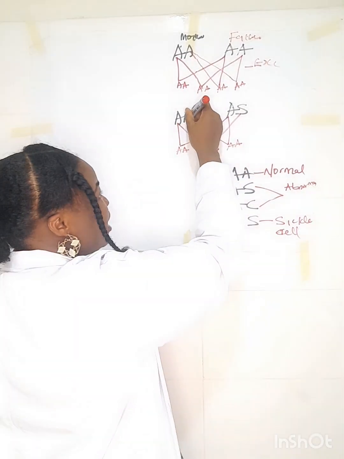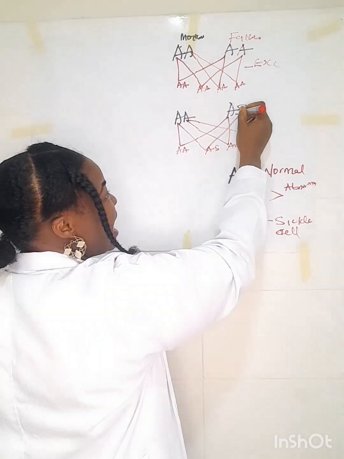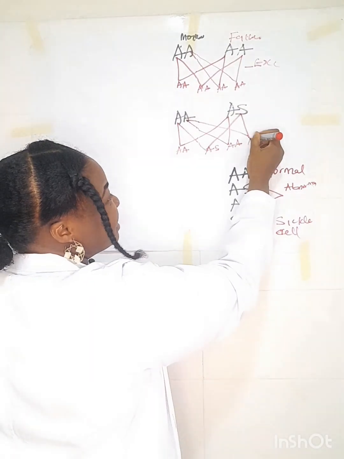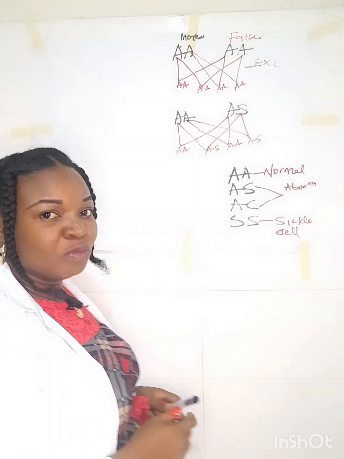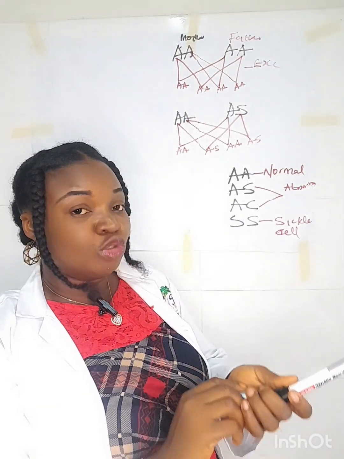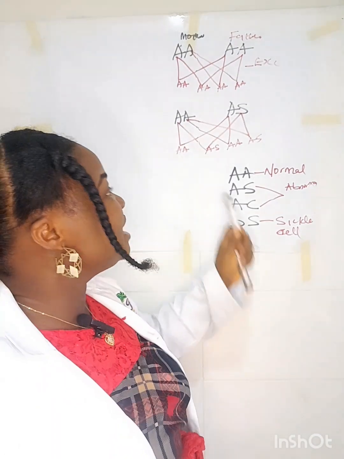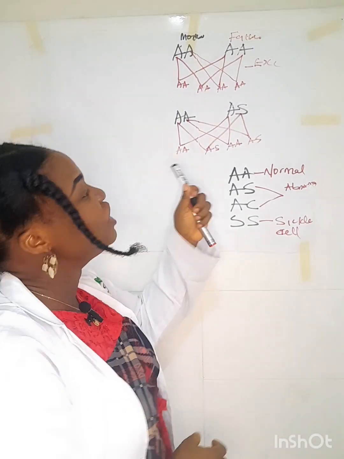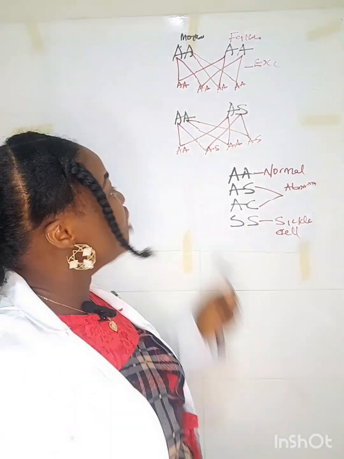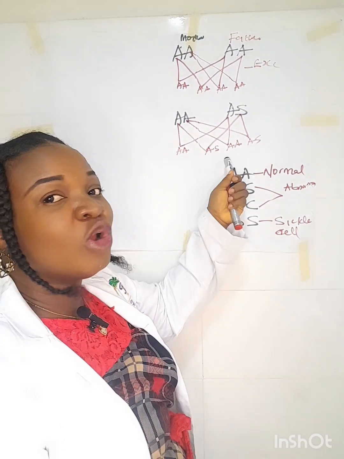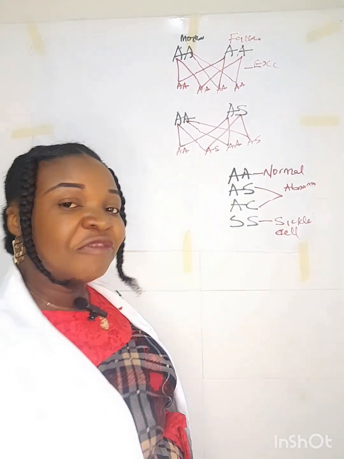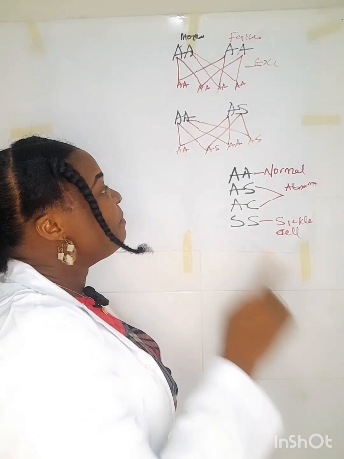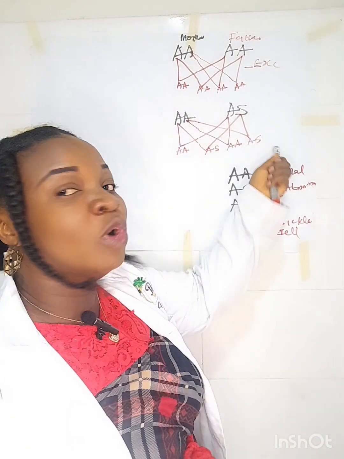Now, the second A from the mother combines with the S from the father, you get an AS child, abnormal hemoglobin. This is a good combination. What it means is that for each pregnancy, they have 50% chances of giving birth to a normal hemoglobin genotype child and 50% chances of that pregnancy becoming an abnormal hemoglobin child.